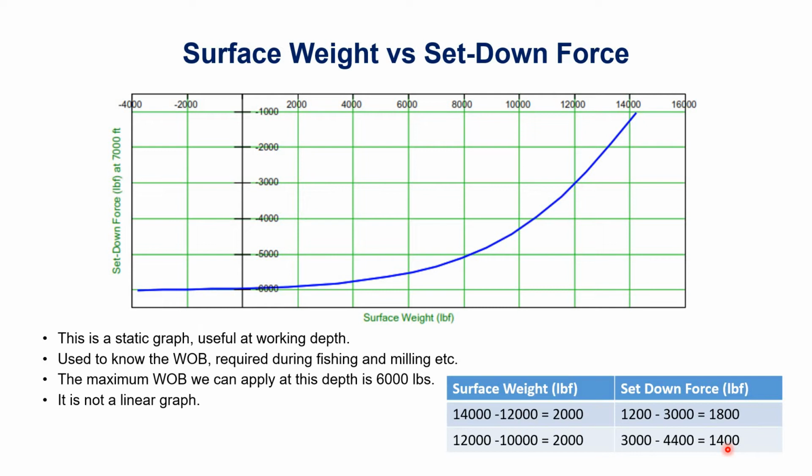When we are in the deviated section, the relation between the surface weight and the bottom hole weight is not linear. This is the main point of this graph: the weight we are dropping on the surface is not an indication that the same weight will apply on the bit. As I just explained, when we drop 2000 on the surface, at the bottom hole it is 1800, and for the other values, when it is 2000, the bottom hole is 1400. So for each depth and each value we have to refer to this chart, and this chart will be different for each well.